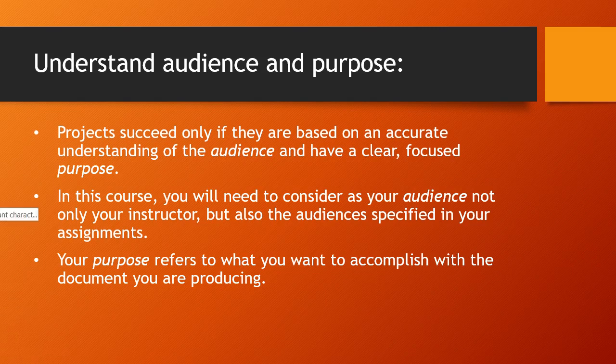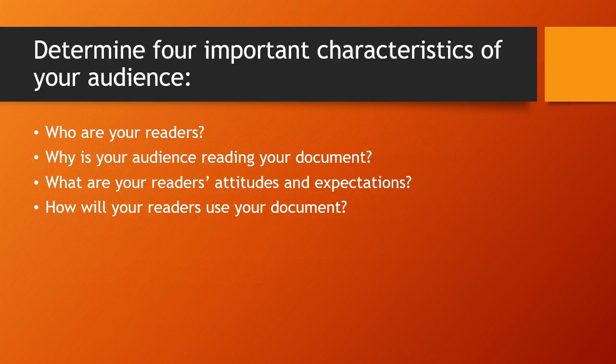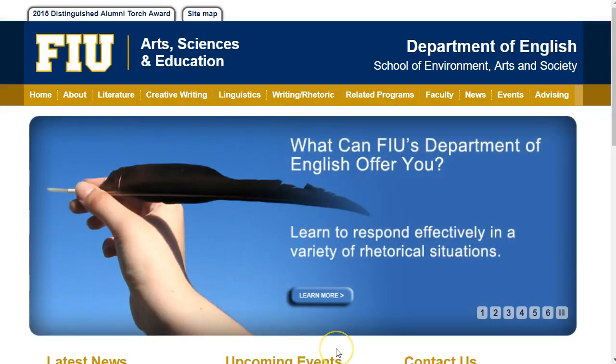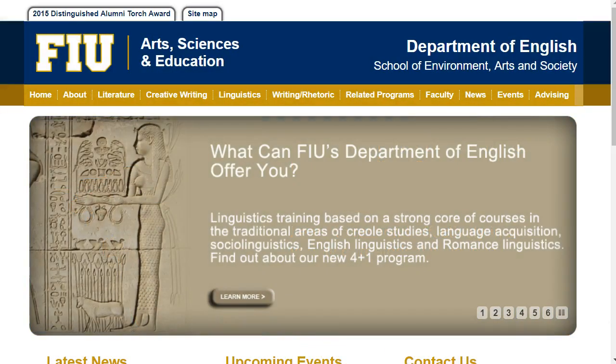At the same time, you do always want to have a clear purpose in your documents. So what do you hope to achieve in those documents? What are your goals? And it's important to try and make sure that documents fulfill those. Then the textbook also says that there are 4 important characteristics of the audience. Who are the readers? Why are they reading the document? What are their attitudes and expectations? And how will they use the document? So I think we can go ahead and look at the FIU English website as perhaps an example of how we can consider some of these questions.